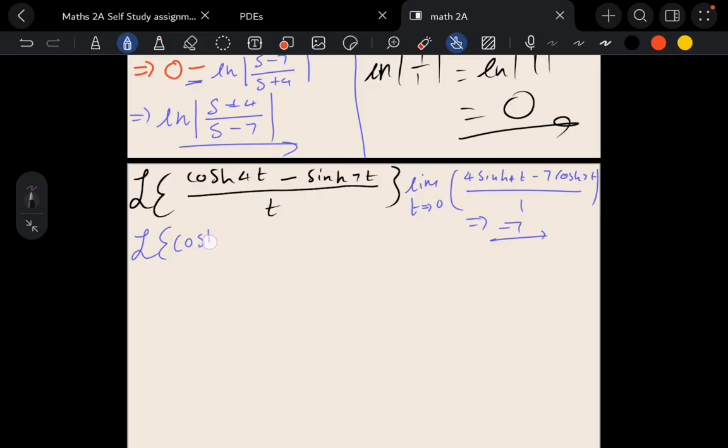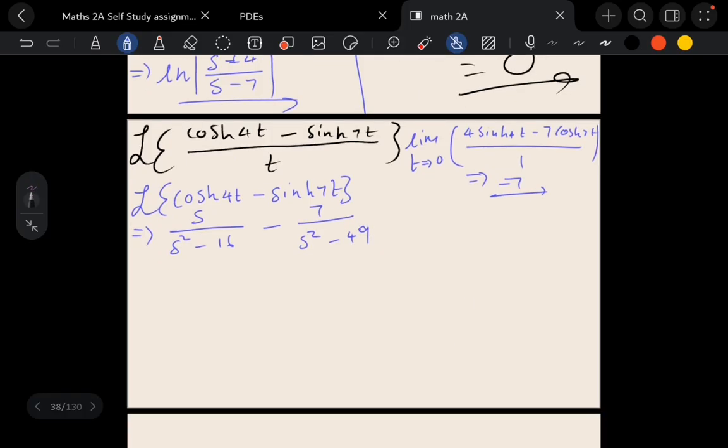So the Laplace transform of cos 4t minus the Laplace transform of sine 7t. What is the Laplace transform of cos 4t? It's going to be s over s squared minus 16, minus, what is the Laplace transform of sine 7t? That is going to be 7 over s squared minus 49. After we have found the Laplace transform of this, we need to integrate this part.